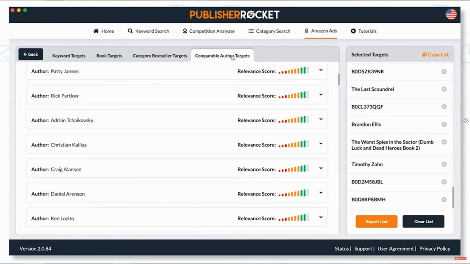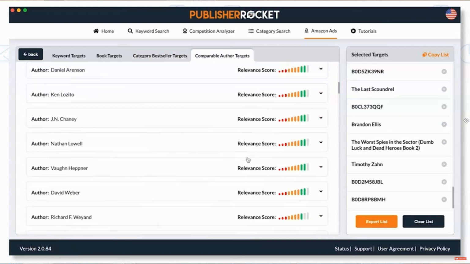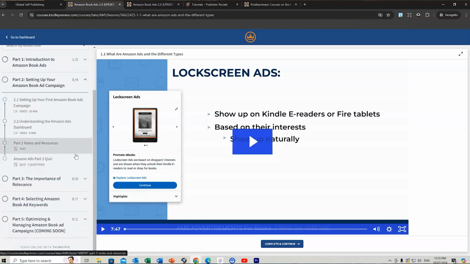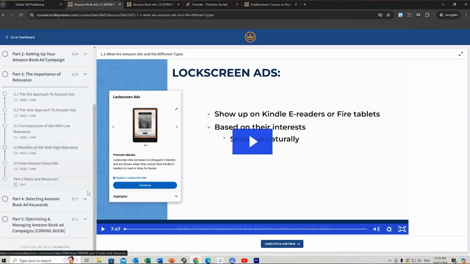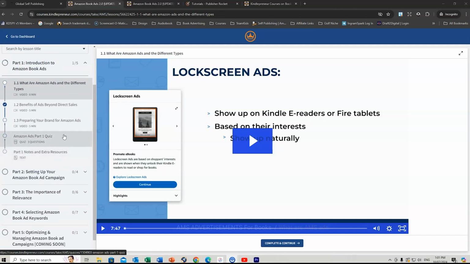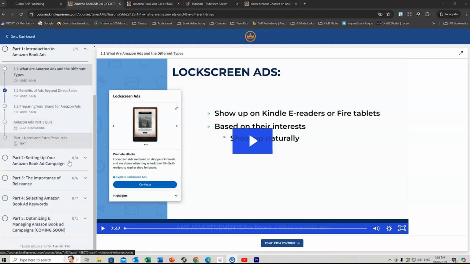But before we go there, let's have a look at what is included in the new Amazon Ads 2.0 course created by Dave Chesson and Janet Margot. So once you enroll in the course, there are an initial four parts. A fifth part is about to be included, but we look at part one, where we look at the Amazon Ads and the different types, benefits of the ads, preparing a brand for Amazon Ads, and then you've also got quizzes and some notes and extra resources.